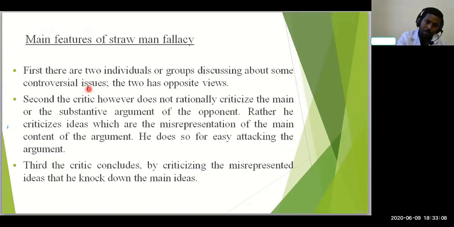Look at this example, but first these are the major features of the straw man fallacy. The first feature is that there are two individuals or groups discussing some controversial issue, and they have very opposite views. The second feature is that the critic does not rationally criticize the main or substantive argument of the opponent. It's not the substance that is criticized, rather a misrepresentation of the main content of the argument. The third is that the critic concludes by criticizing the misrepresented idea, as if he knocked down the main idea.